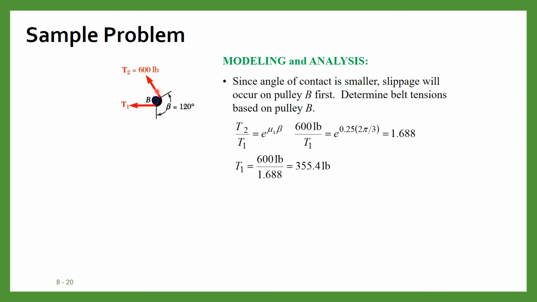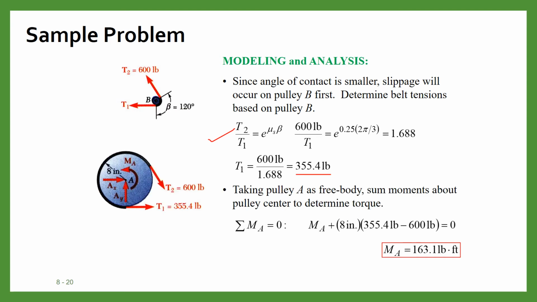Draw the diagram on the first pulley as we did during the derivation. So this is T1, T2 is given maximum 600 pound, and this is the solution which we have already obtained. T2 by T1 is equal to e to the power mu s beta. So from this we can obtain T1 as 355.4 pound.